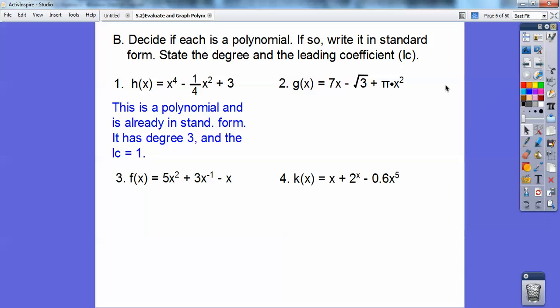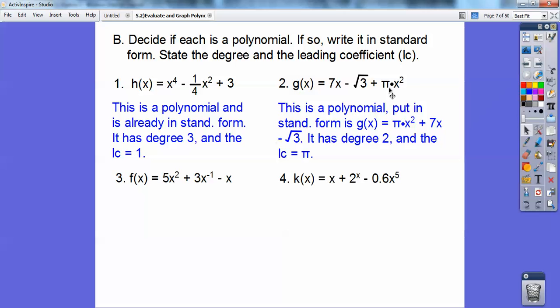This one right here is also a polynomial. It's not in standard form. Pi is just a number, just like this imaginary 1 was just a number. So the leading coefficient is that pi, and to put it in descending order it would have to be pi x squared plus 7x, and then root 3 is just a number, so minus root 3. So it has degree 2. The leading coefficient is pi.